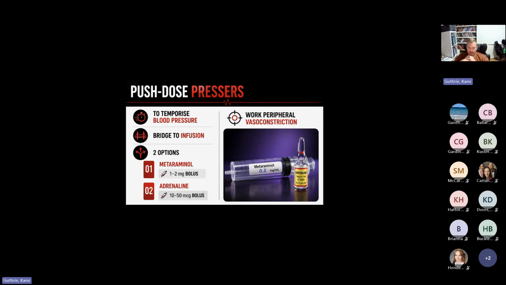So this is where we're going to aim to temporize blood pressure. Quite often we use these as a bridge to infusion. And the two main options that we have down in ED that everyone's kind of familiar with are metaraminol, where we'll give a 1 to 2 milligram bolus, or adrenaline, so a 10 to 50 microgram bolus. They're both short acting, very temporary, and great for when we're doing procedural sedations. We give a little bit too much propofol and the blood pressure drops, and so these are what we call push dose pressors.